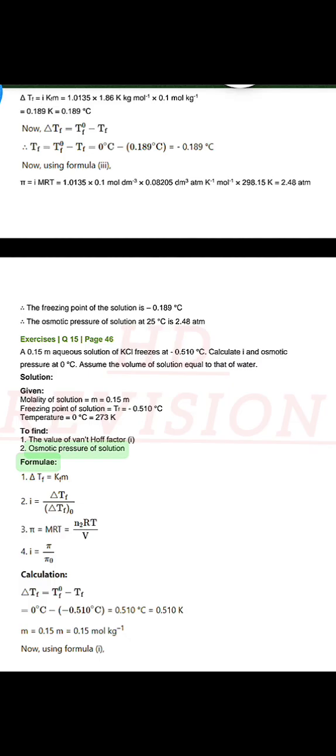Pi equals 1.83 × 3.36 atmospheres. Pi equals 6.15 atmospheres. The Van't Hoff factor is 1.83. The osmotic pressure of solution at 0 degrees Celsius is 6.15 atmospheres.